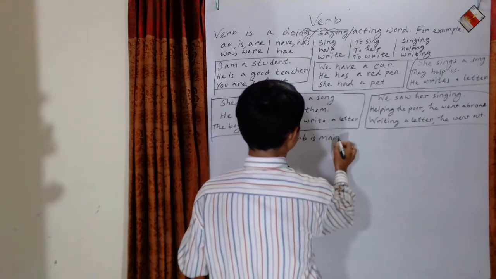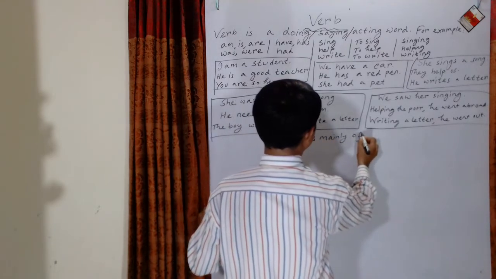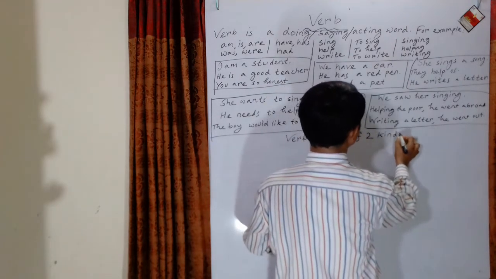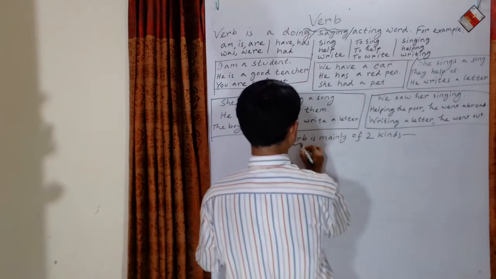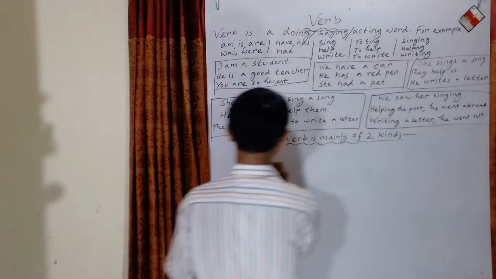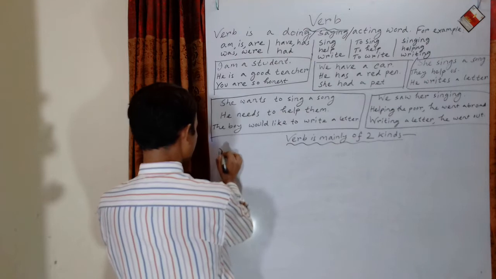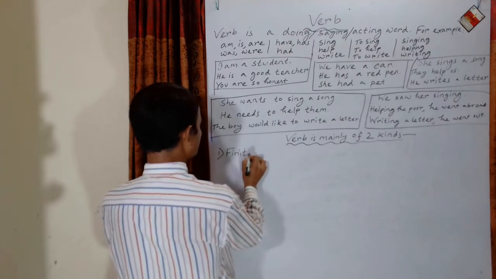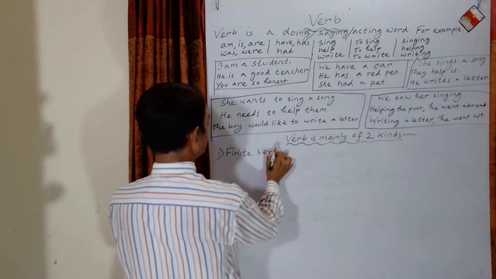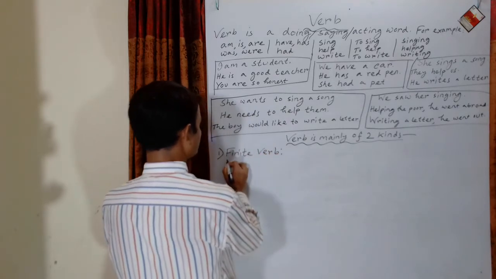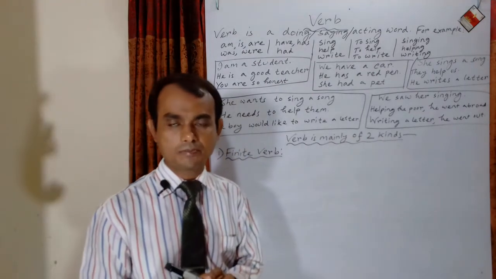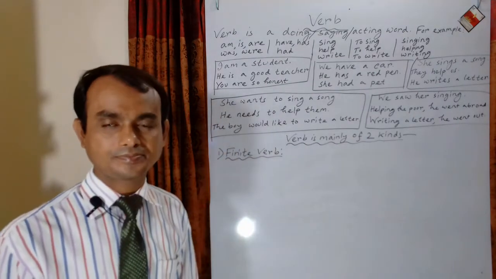Verb is mainly of 2 kinds. Number 1, finite verb. Finite verb, non-finite verb. What is finite verb?